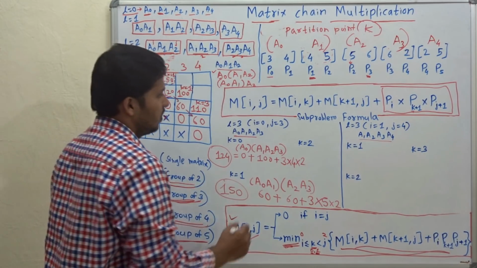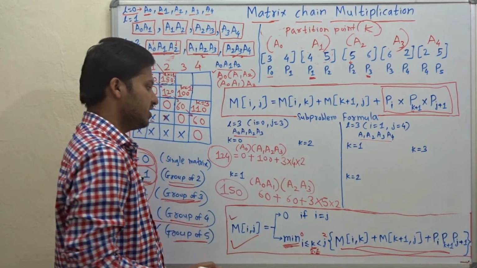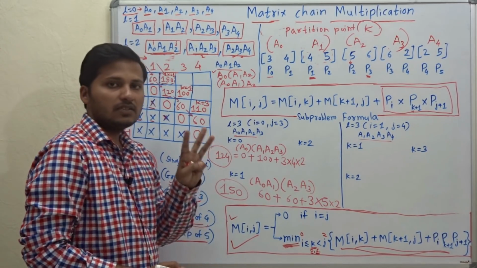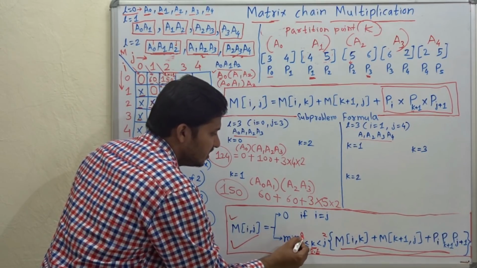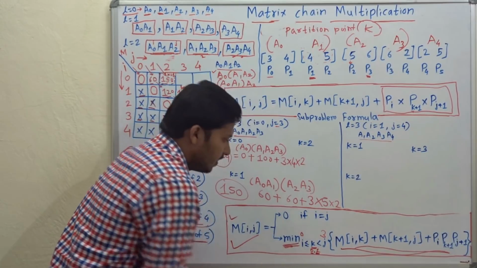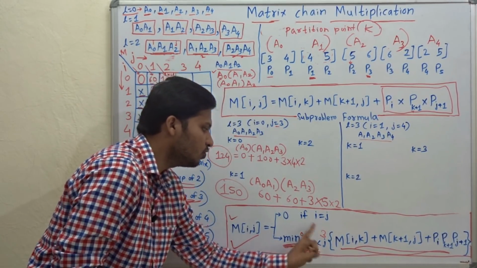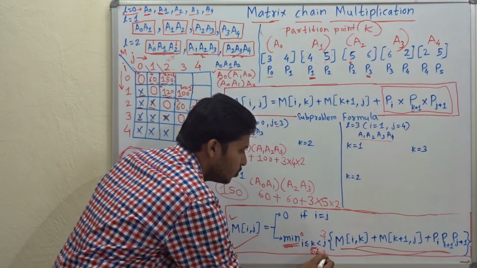Right? Now, if we take K equal to 2 as the partition point, here there are 3 partition points because I is 0 and J is 3. So K ranges from 0 to 3, means K will take values 0, 1 and 2.